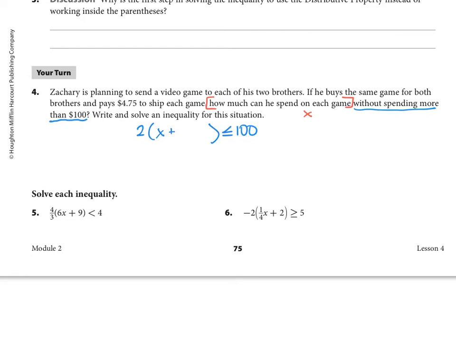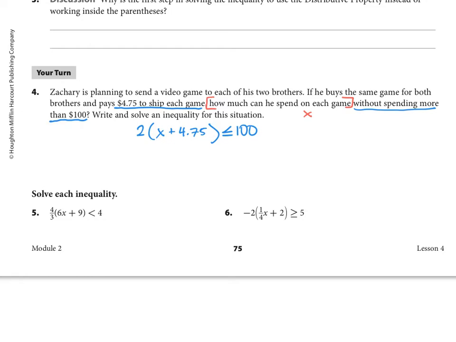And it's $4.75 to ship each game. So adding the shipping cost plus the actual cost of the game, that's 1 game. And we have times 2 to make that 2 games.